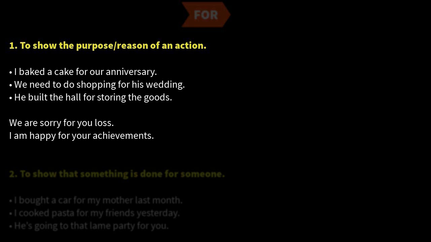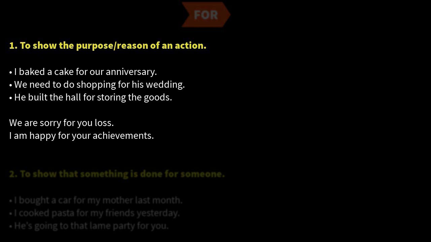Third example, he built the hall for storing the goods. He built the hall for what purpose? For storing the goods. See, it's very simple. Whenever you want to talk about the reason or the purpose of an action, simply use for and introduce the purpose, right?